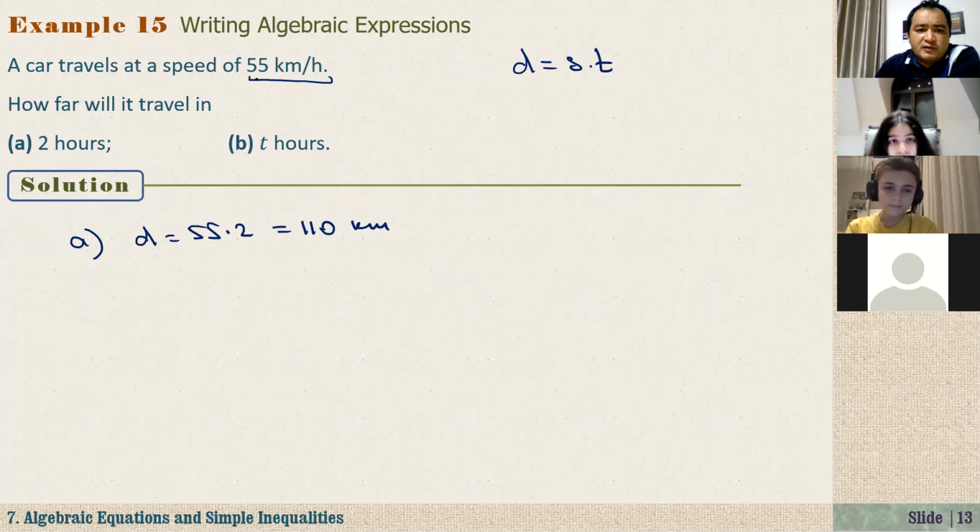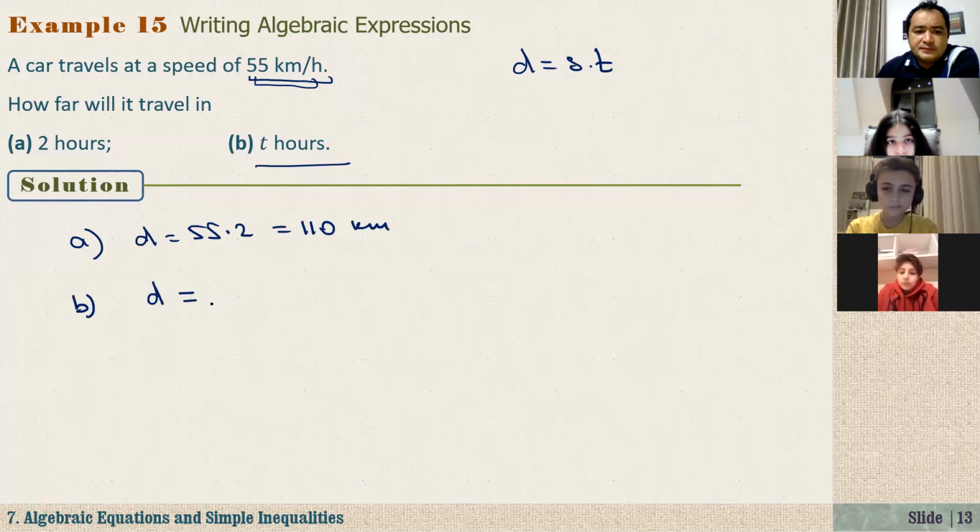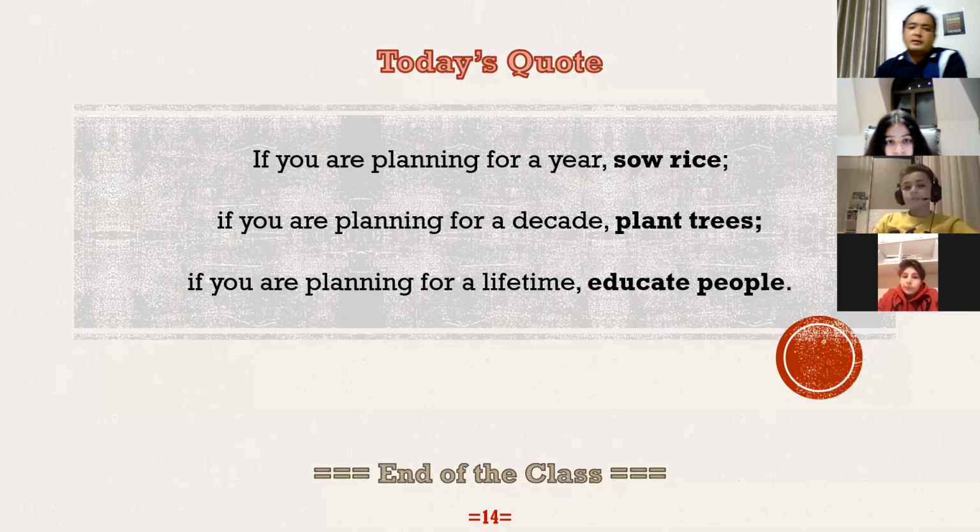So if the car travels at this speed for 2 hours, then it will have traveled 110 kilometers in 2 hours. How about in T hours? What will be the distance traveled by this car at this speed? It will be 55T kilometers, right? Just speed times time. We don't know T. It can be anything.